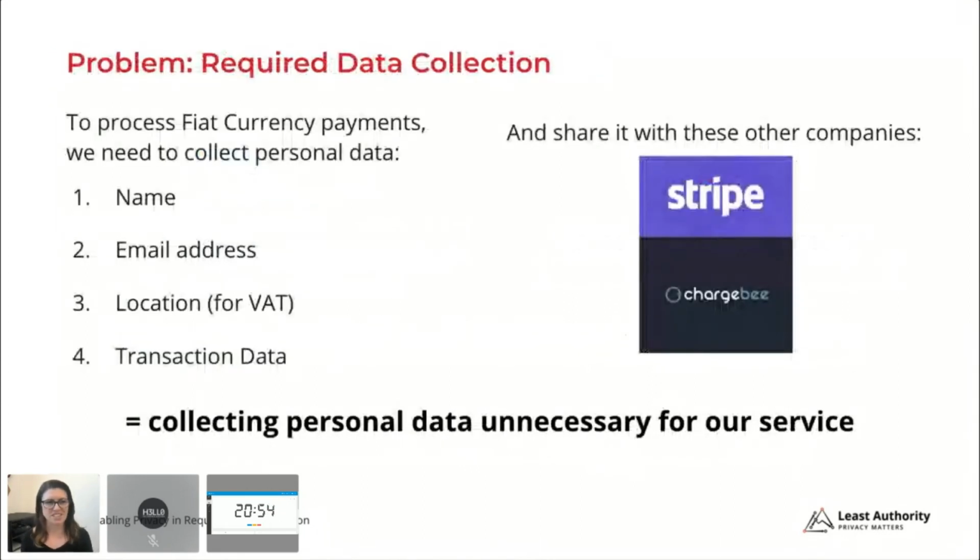But this creates a problem for us to process payments for our product, especially fiat currency payments. We need to collect personal data. This is required of us. We need to collect the name of people. We need to collect an email address, location, especially for VAT in the case of the EU, and transactional data. And then we also have to share it with some other companies who help us to process these payments, like Stripe and ChargeBee. And this results in us collecting personal data that is actually unnecessary for the service itself. So in order to store the data for people, we don't need this personal data. We only need this personal data just to process the payments.